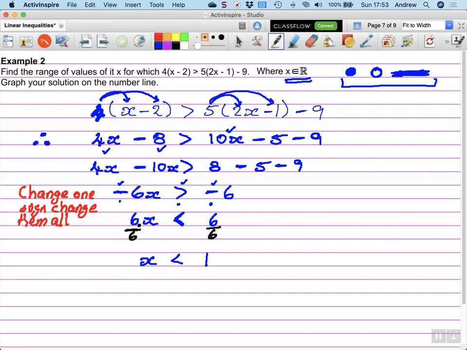Now it does say at the top of the page, people often forget to go and look back at the question. Quite clearly states at the top of the page, graph the solution on the number line. So that's what we're going to do.